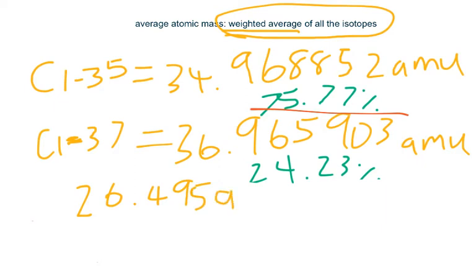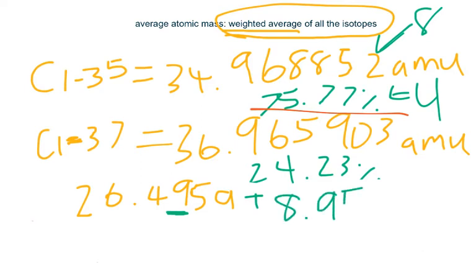Now, we need to keep track of sig figs. So when we multiply two numbers, we take the lesser sig fig of the two. This number has 4 sig figs. This number has, I think, 8 sig figs. So we have to do 4 sig figs. So we have to underline this to tell us that there are 4 sig figs. And now let's do the second row. So when you multiply 36.965903 times 0.2423, you get a whopping result of 8.9568. And this has also 4 sig figs, so let's underline the 6.